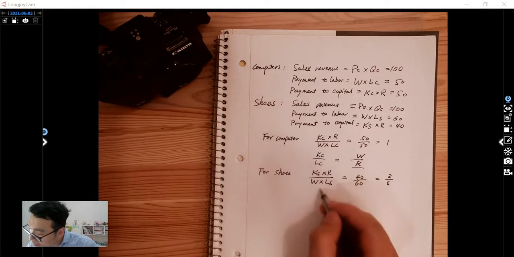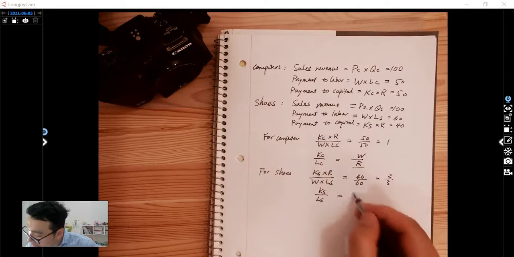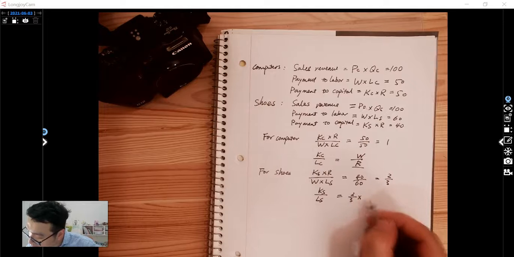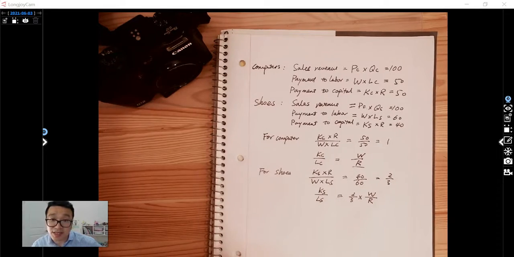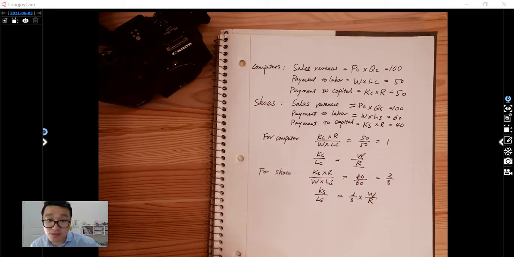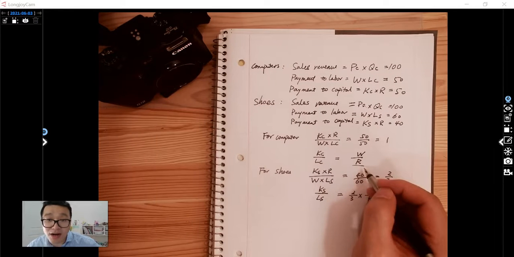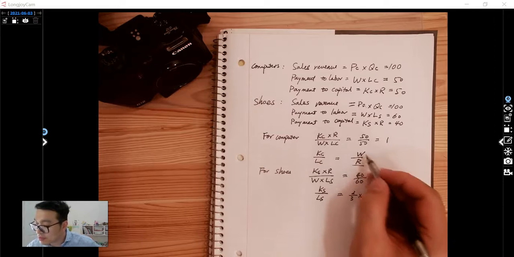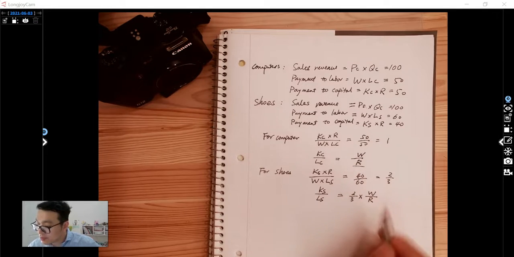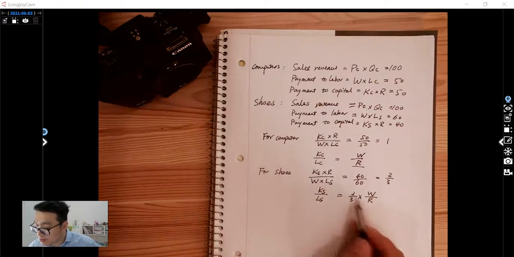So once again, we care about KS over LS. Then we multiply by W on both sides, so we use 2/3 times W, divided by R on both sides. So KS over LS equals 2/3 times W over R. As long as this W over R is positive, you can assume W equals R, so W over R equals 1. So KC over LC equals 1, and KS over LS equals 2/3 times 1.